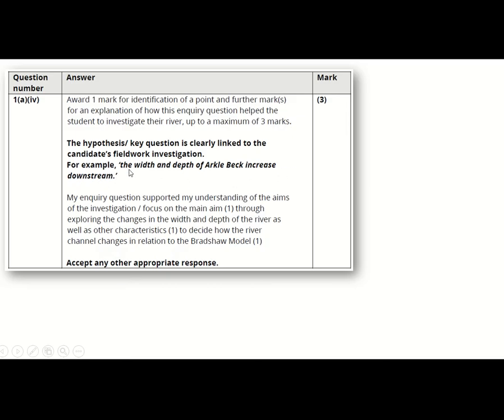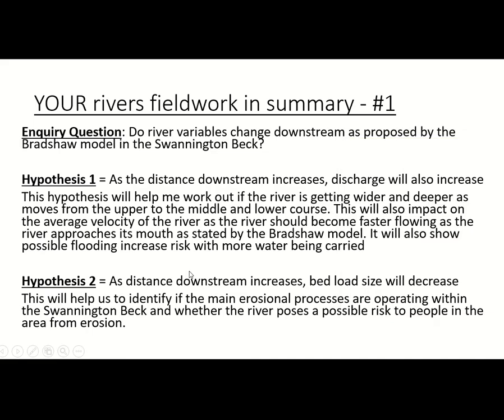So once you've written the inquiry question, you don't get any marks, remember, for that. This is where the marks are awarded. So my inquiry question supported my understanding of the aims of the investigation, or the focus of the main aim. How they've got a mark for that, I don't know, to be honest with you. Through exploring the changes in width and depth of the river, as well as other characteristics, to decide how the river changes in relation to the Bradshaw model. The Bradshaw model bit is the key bit. You'll get the marks there. So if you just copy out the bit that's written underneath the hypotheses in this answer, then you'll get 3 marks for that, but you must also memorize your hypothesis.